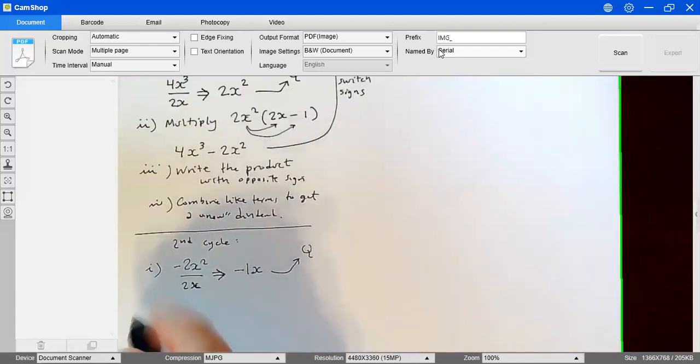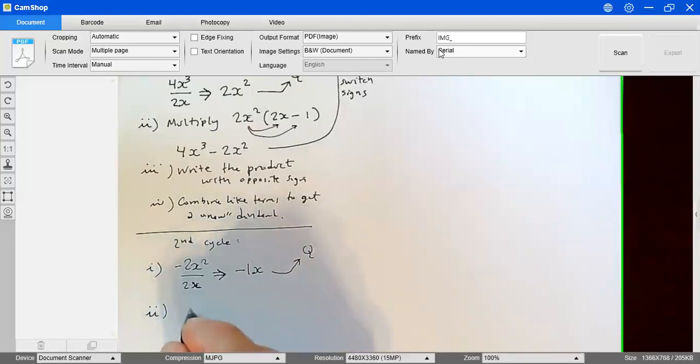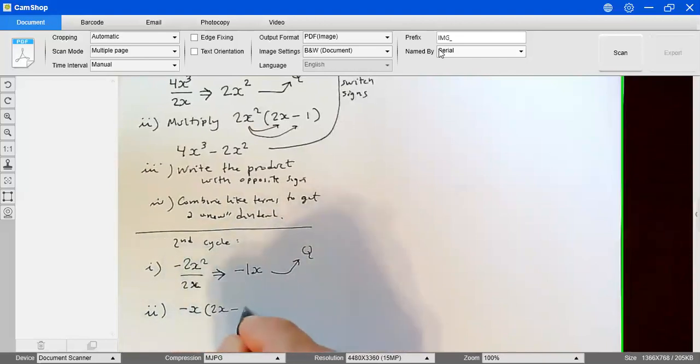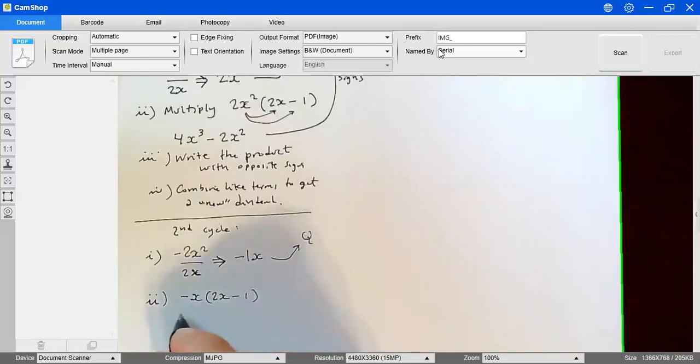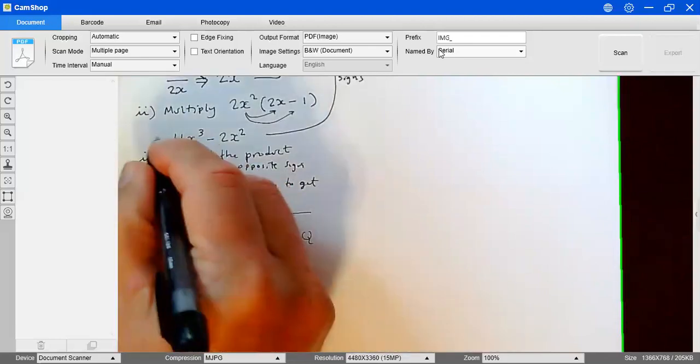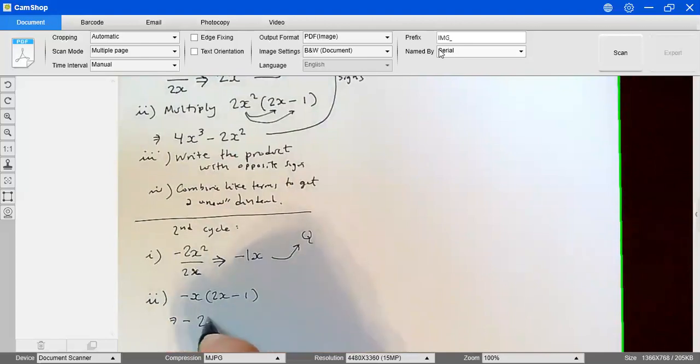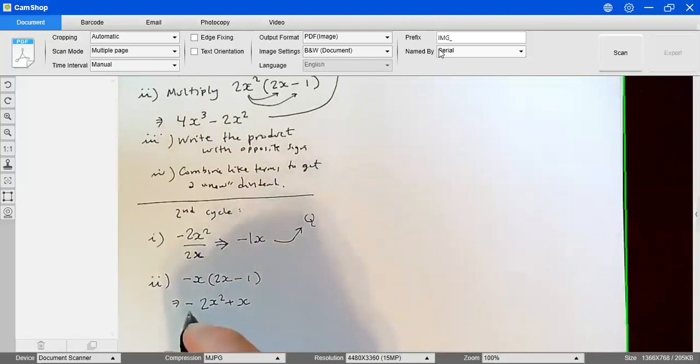So that's my second step. We multiply negative x and the entire divisor, 2x minus 1. So in this case, we're going to get negative 1 times positive 2 is going to be negative 2x times x is going to be x squared, and negative times negative is going to be positive 1x, which is just 1x. So that's the second step.